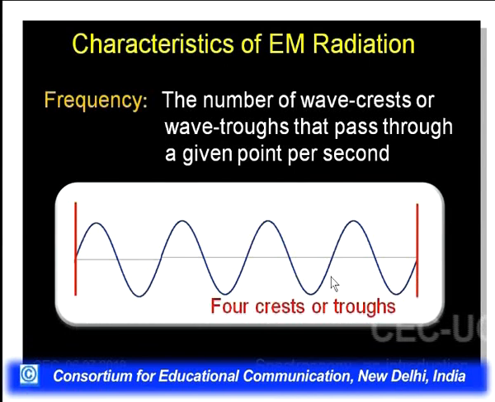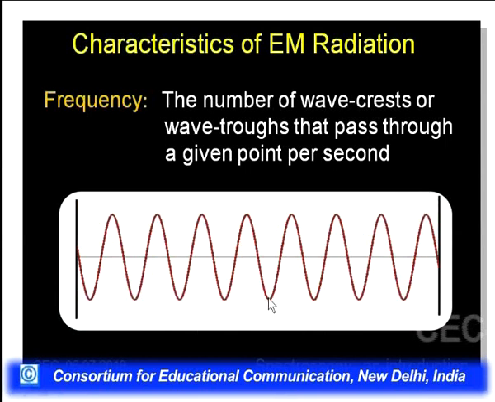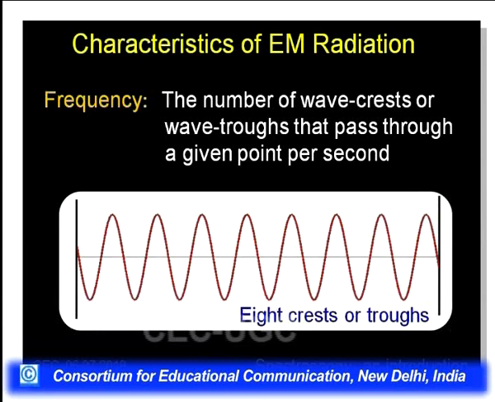So that happens to be the frequency. Okay. Similarly, if I take yet another wave here, we find that since this has a lower wavelength, more of such waves will be able to pass through the same point in the same amount of time, that is per second. Okay. So frequency again is inversely related to the wavelength here.